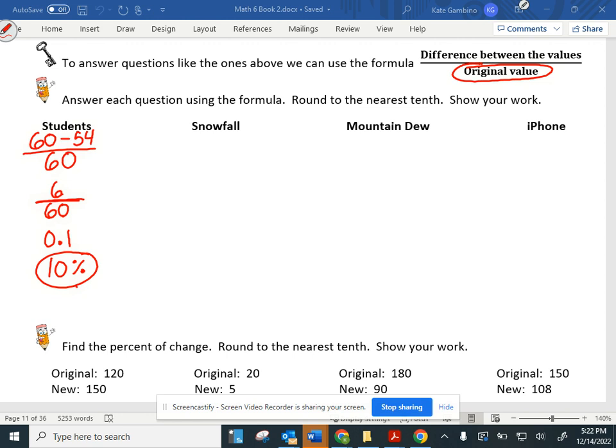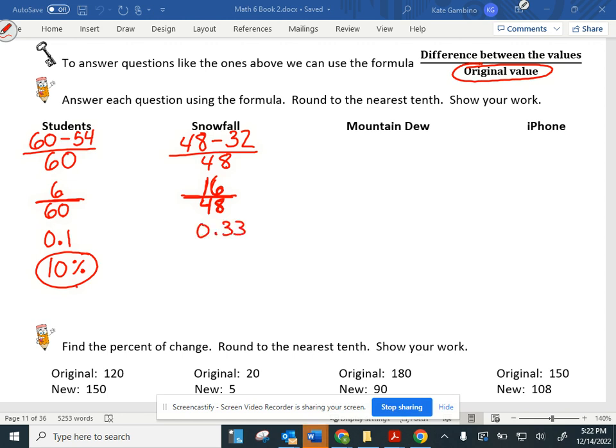If we look at our snowfall, last year was 48 inches. This year is 32 inches. So my bigger number first is 48 minus our smaller number, 32. The first number that was given to us was 48 inches. So that is my original value. 48 minus 32 is 16. And our original amount of 48. So I'm going to put that into my calculator. 16 divided by 48.